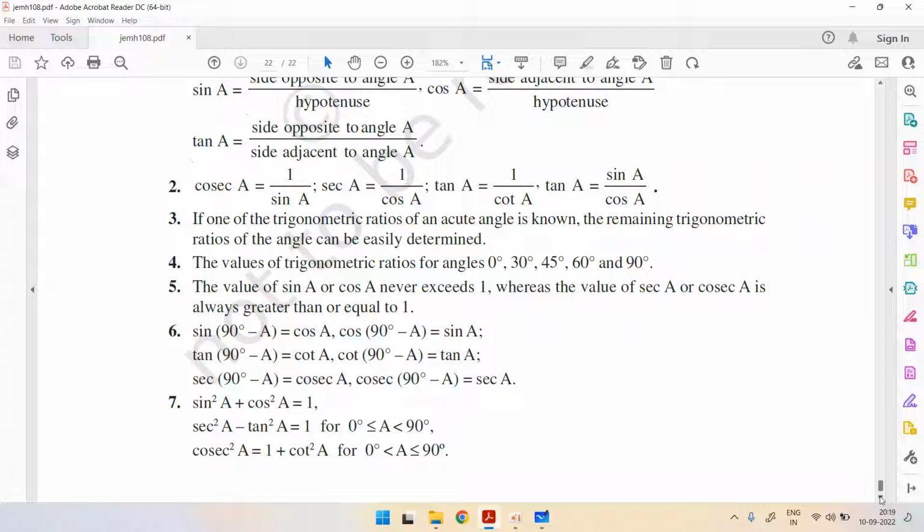Now you also know that sine of 90 minus A is cos A, and cos of 90 minus A is sine A, and tan of 90 minus A is cot A, and cot of 90 minus A is tan A. Also secant of 90 minus A is cosecant A, and cosecant of 90 minus A is secant A. So 6 is also proved.